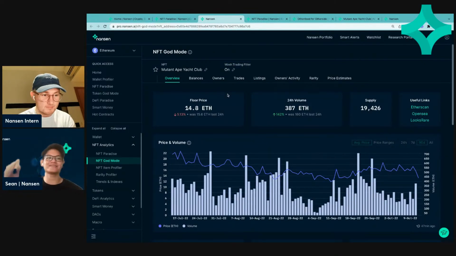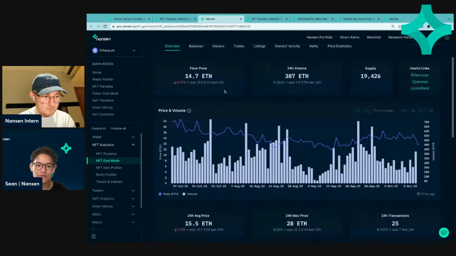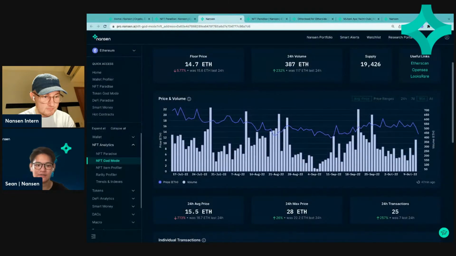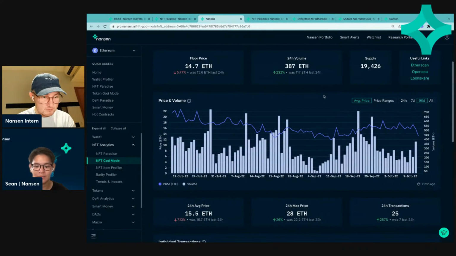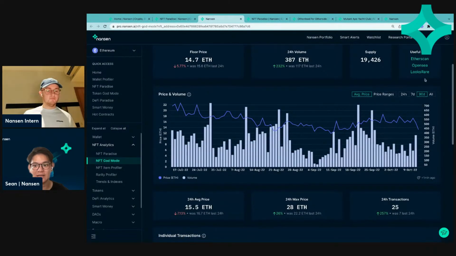God Mode is the next layer of discovery, or I would say due diligence, depending on where you're coming from, and it's specific to a single collection. In overview, you get a lot of general stats over here: the floor price, the 24-hour volume, and the supply. You also get some useful links to the different marketplaces. So we're thinking of adding Gem here as well, just because it's an aggregator right now.